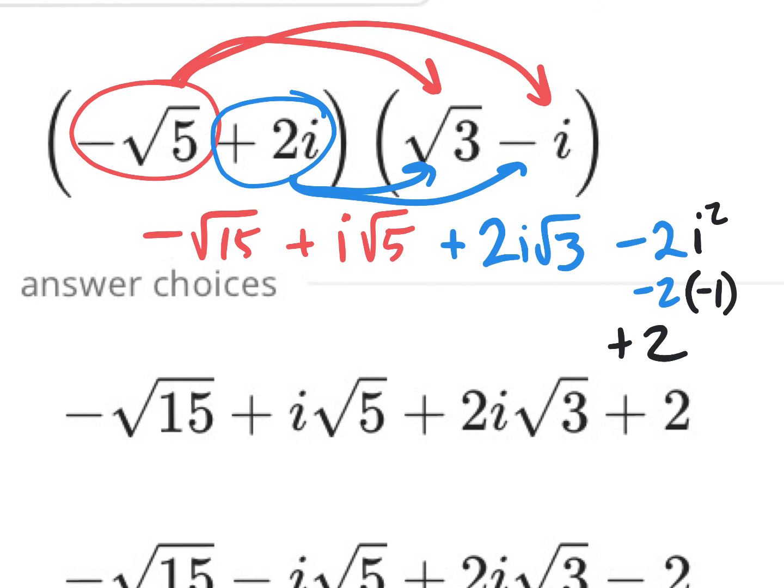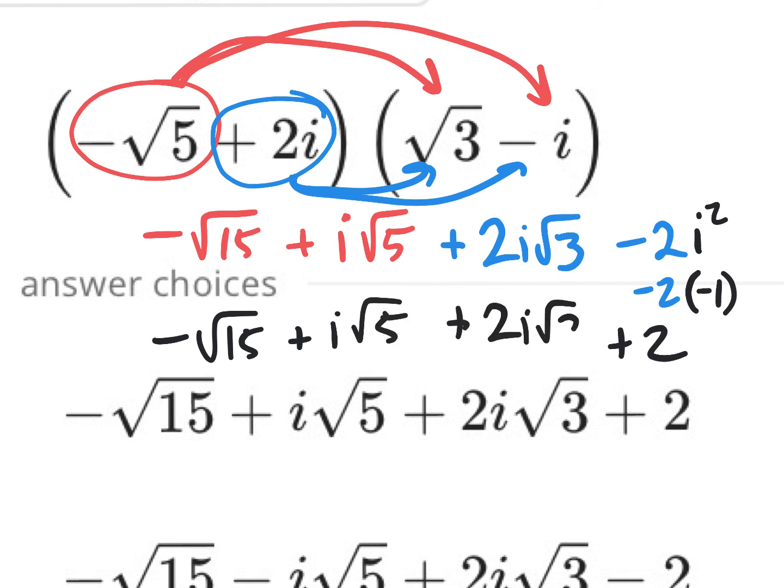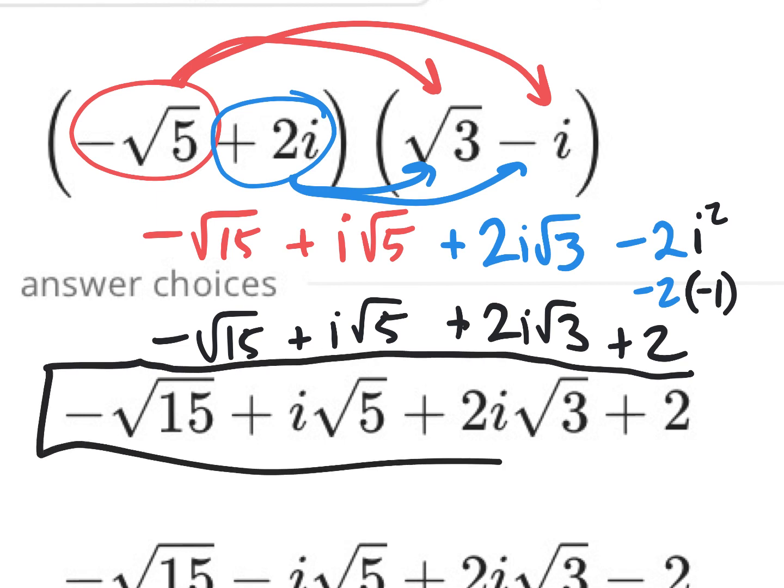And I technically cannot combine anything else. So I do have negative square root of 15 plus i square root of 5 plus 2i square root of 3 plus 2 at the very end. This is my answer. Well, technically, here it is, down there. It's that answer choice.